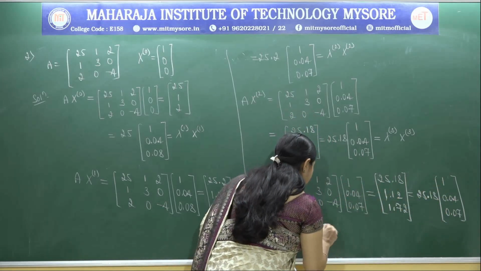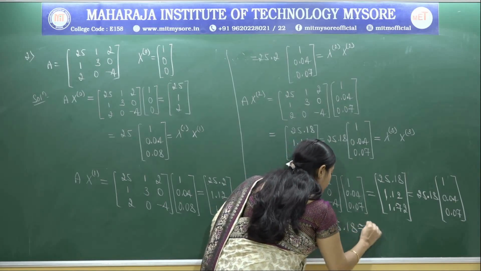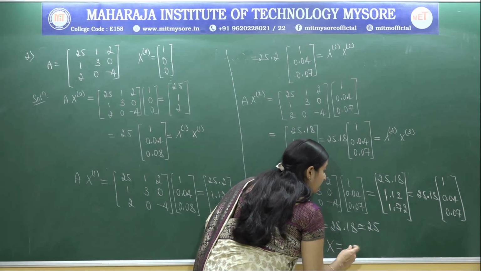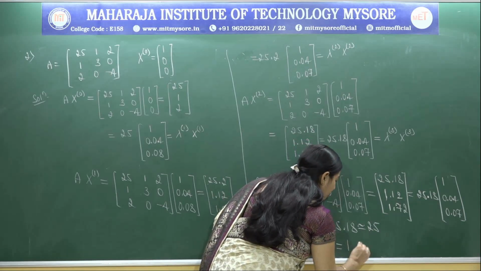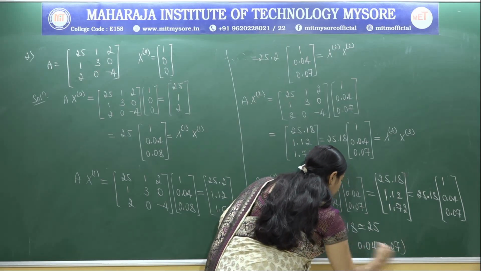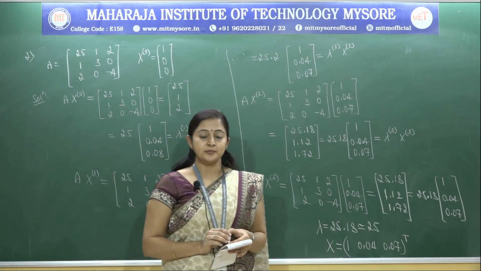So lambda equals 25.18, you approximate this to 25, and the corresponding eigenvector you just write in a row: 1, 1.04 and 0.07, transpose. This is the corresponding eigenvector.